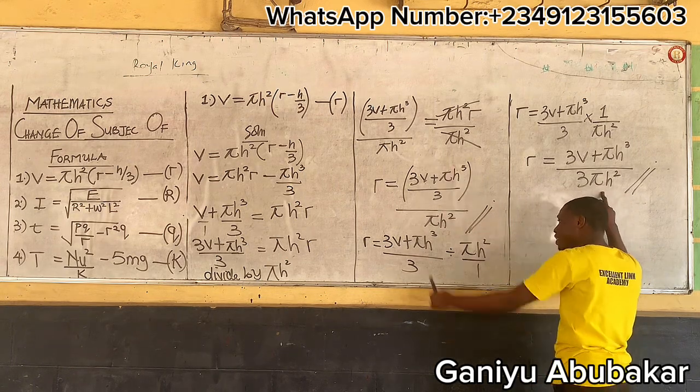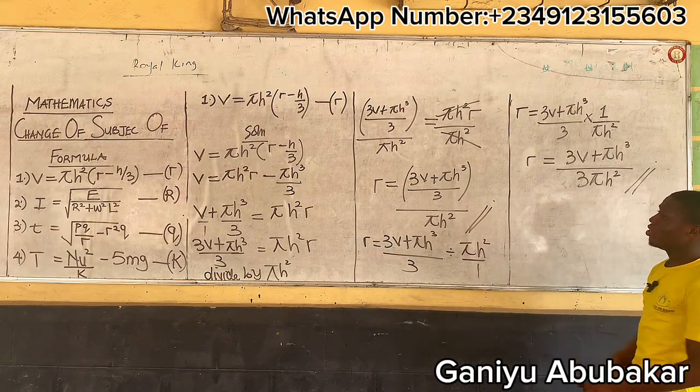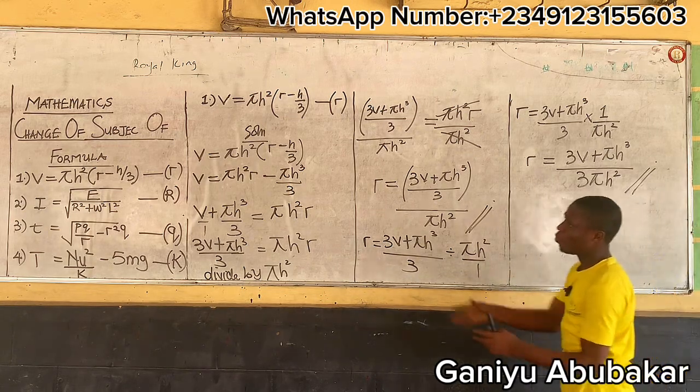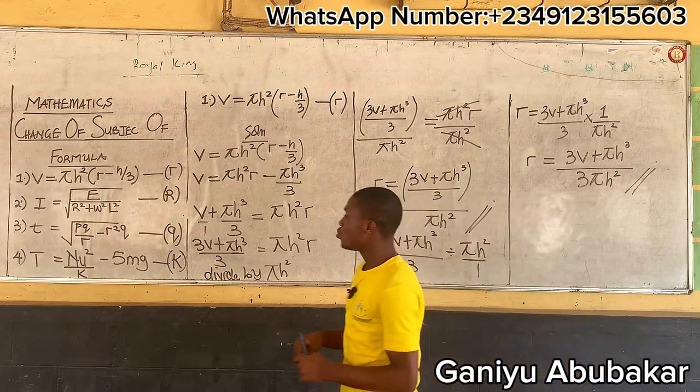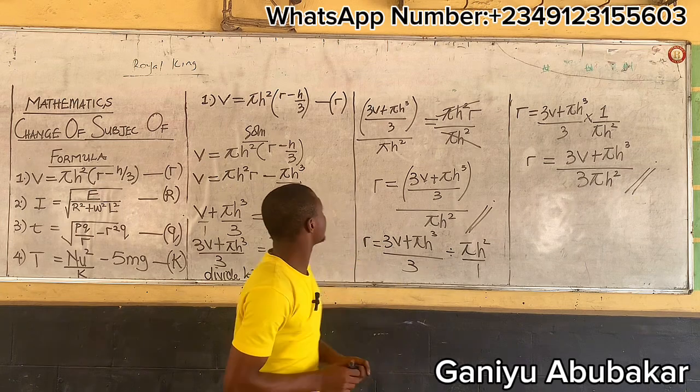So you have to break it down till you have the least value. So this is my r. So this is how to solve example 1. Let's do number 2, and then you do 3 and 4 for me.